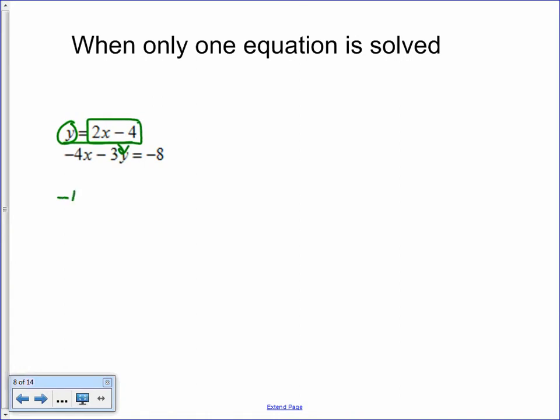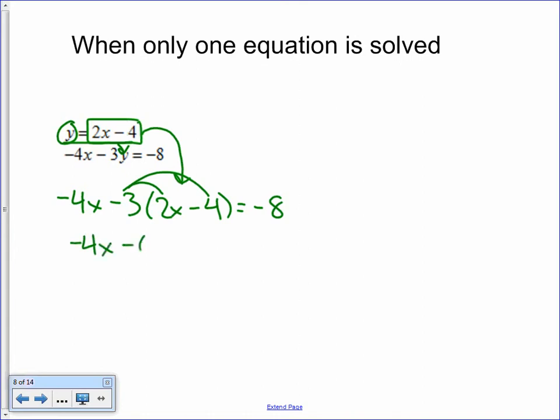So right away, let's rewrite that other equation, negative 4x minus 3, but instead of a y, I'm going to put parentheses, and that equals negative 8. And in those parentheses is going to go that right side of the equation, so 2x minus 4. And we're going to solve for x here. The first thing that we're going to do is distribute that negative 3 through. So we have negative 4x minus 6x plus 12, and that equals negative 8.